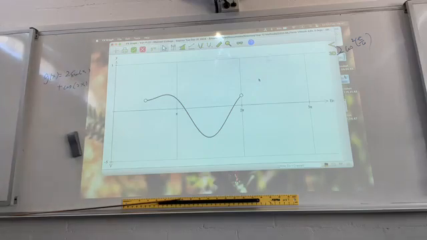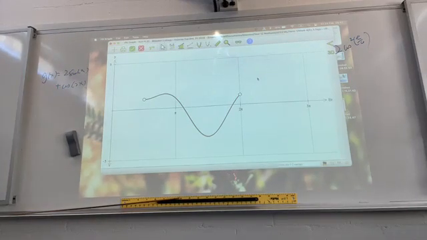Alright, let's use your ClassPad. Play around with the ClassPad. You can literally just chuck in fmax within the domain. Yeah, you can type in fmax, but I haven't really used that function before.